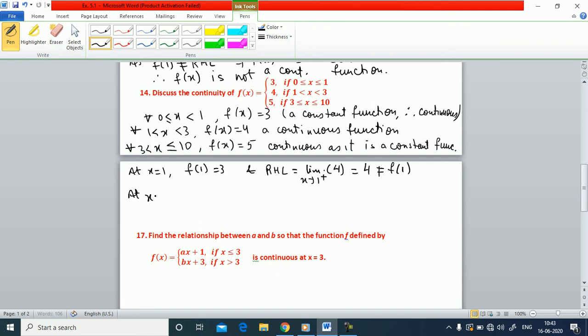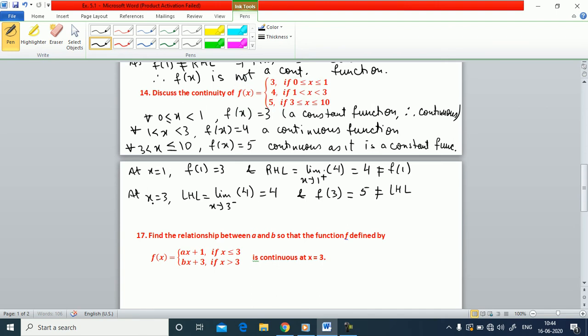Let us check for 3 also. You will see on the left of 3, f(x) is defined as 4. So I am first calculating the left hand limit. It will be limit x tending to 3 from the left of f(x). On the left of 3, f(x) is equal to 4, so the left hand limit is 4. And what about the value of the function at 3? When x is equal to 3, f(x) is equal to 5. So this is not equal to the left hand limit.